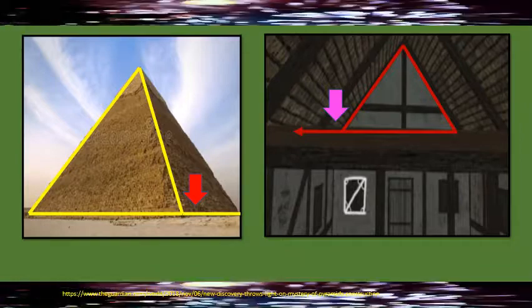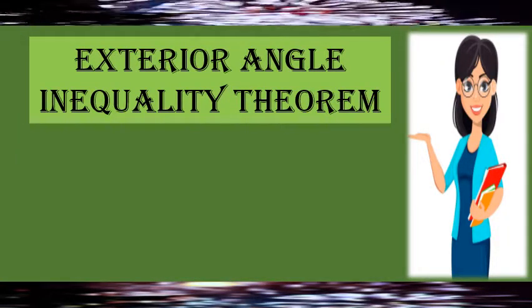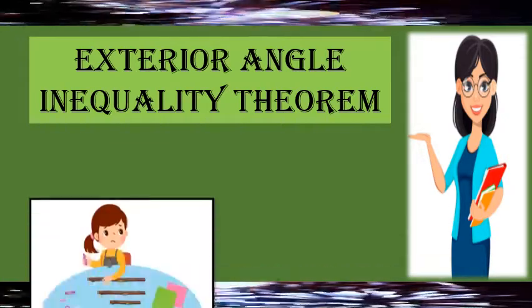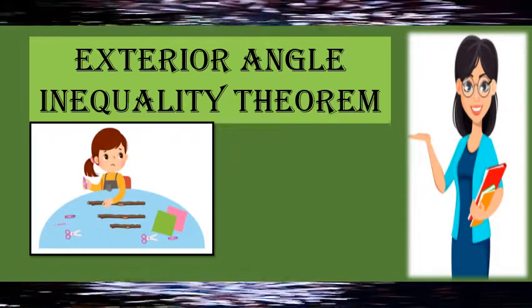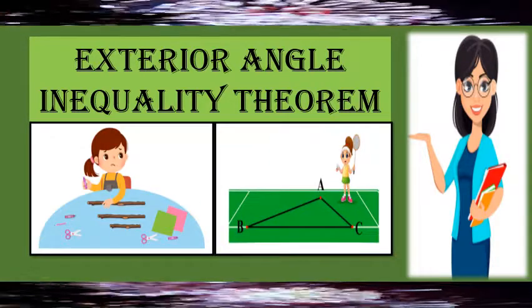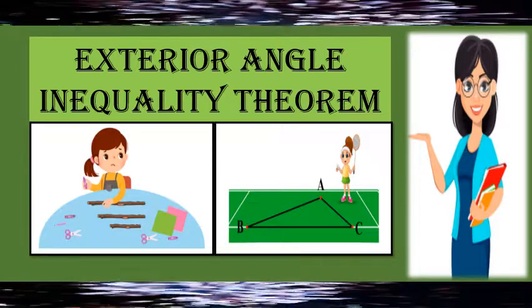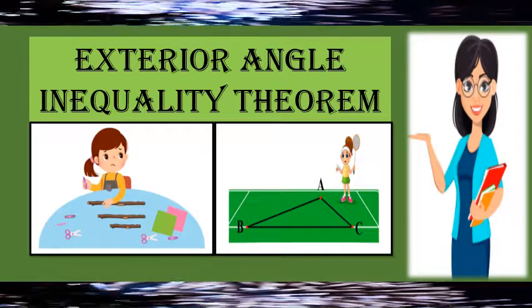So this is an exterior angle inequality theorem. We know that three sides are needed to form a triangle. And you see the area of the badminton court, there is an extension line, even in the pyramid.